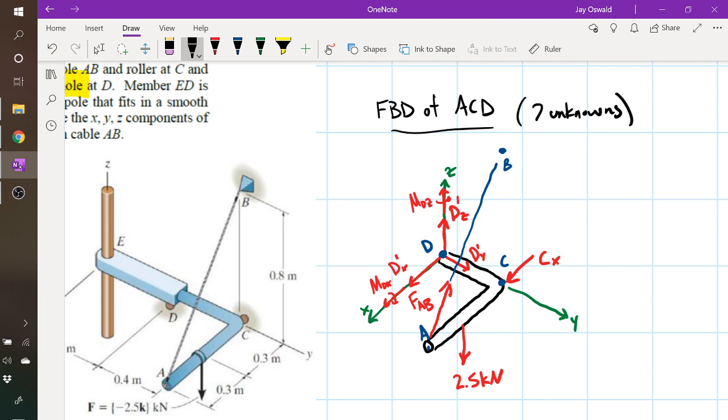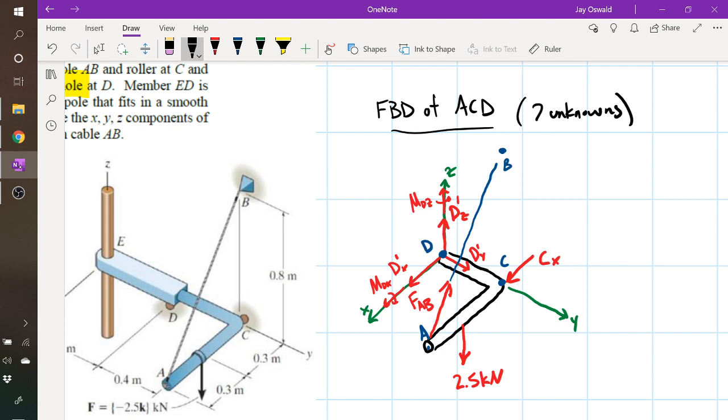Wait, say that again. We take the moment about which axis? Moment about the x-axis. If we take the moment about the x-axis, FBD causes a moment about the x-axis, and MDX is a moment about the x-axis. So that's two unknowns. But you're getting on the right track. So I'll give you a hint. You're going to want to take the moments about the axis that doesn't have a moment reaction, the y, right?